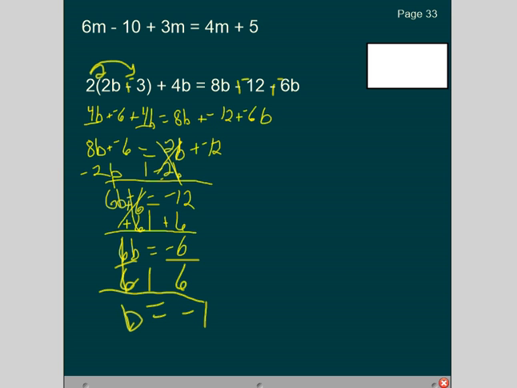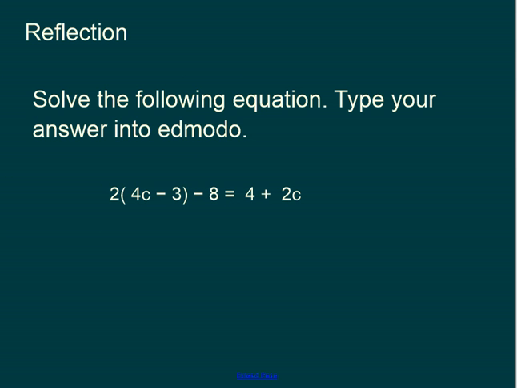Whew. Go ahead and write all of that work down, and once you're finished, you can try this reflection question. I want you to combine like terms, simplify it, solve this equation, and tell me what C equals in Edmodo. Be prepared to show me your work in class tomorrow so we can really see where you went wrong.